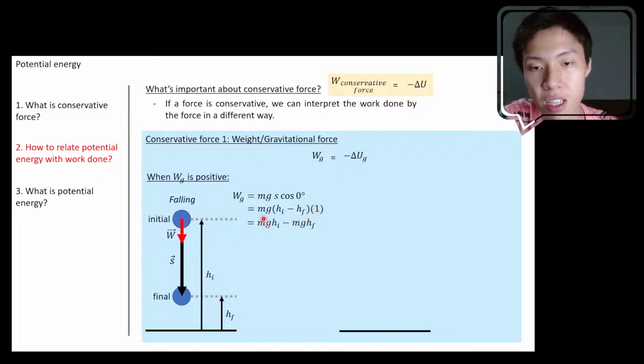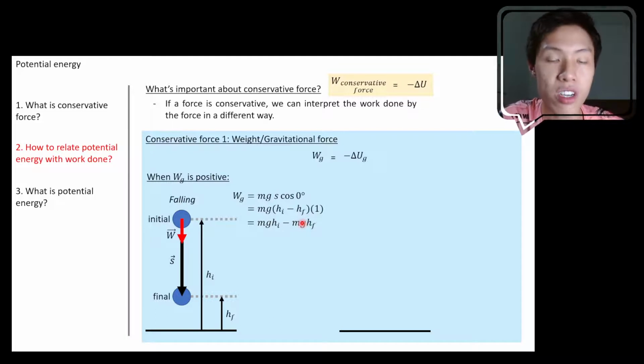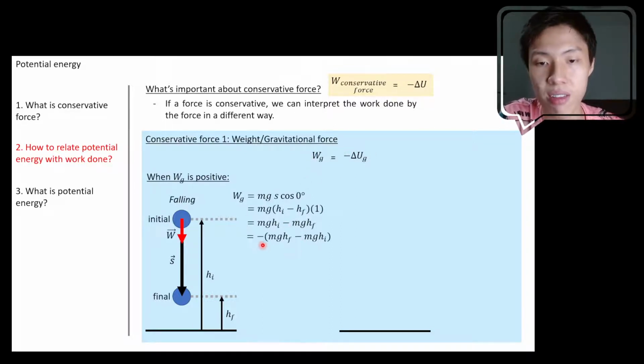Now if you expand it, you have mgH initial minus mgH final. This is the initial gravitational potential energy minus the final gravitational potential energy. We can easily manipulate this into another form by factorizing out the negative sign. Now it is the final gravitational potential energy minus the initial gravitational potential energy, and this part is just the change in gravitational potential energy.